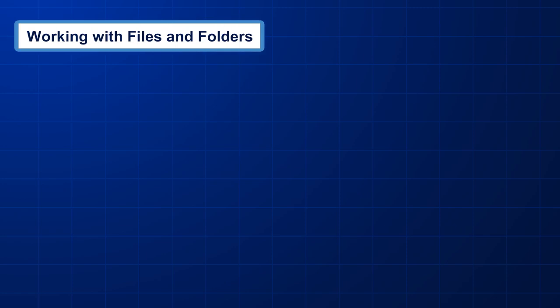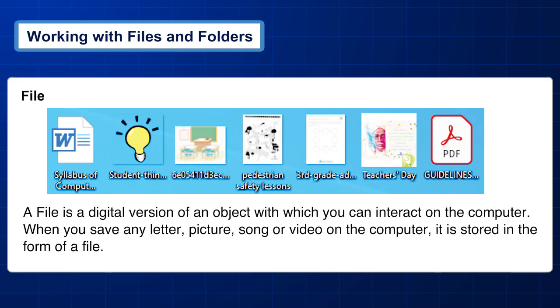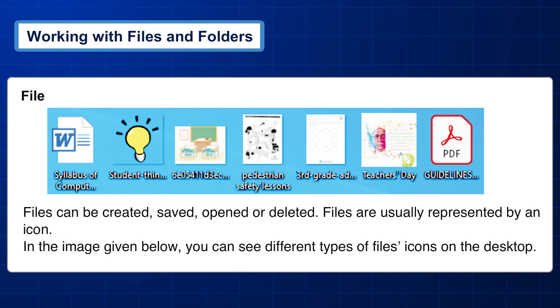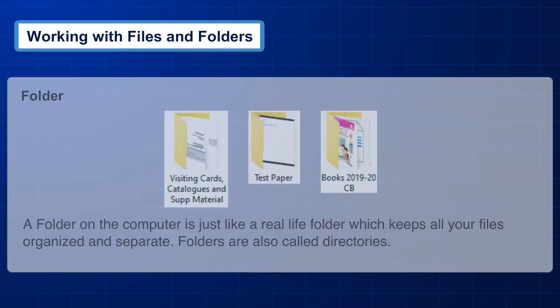Working with files and folders. File. A file is a digital version of an object with which you can interact on the computer. When you save any letter, picture, song or video on the computer, it is stored in the form of a file. Files can be created, saved, opened or deleted. Files are usually represented by an icon. In the image given below, you can see different types of file icons on the desktop.